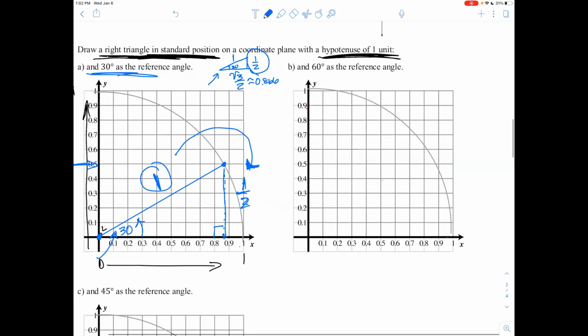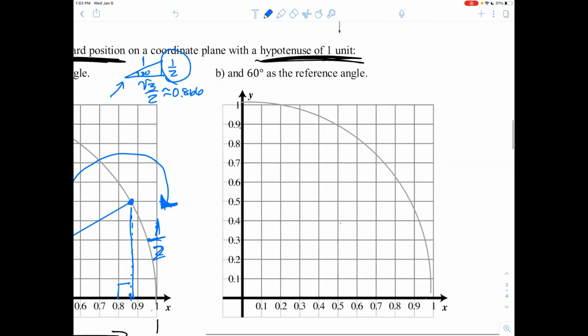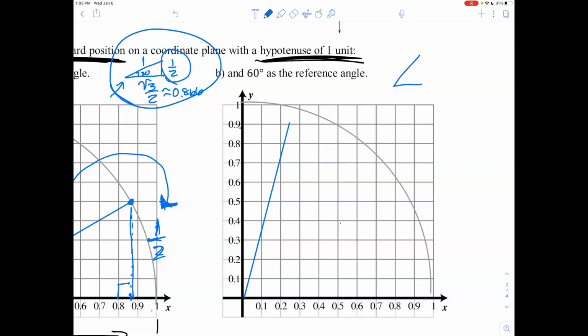Okay, so let's do the 60-degree reference angle. So now I'm just going to reorient this, because it's still a 30, 60, 90, but now my reference is going to be the 60-degree angle. So I want to go from 0 degrees here up to 60 degrees. Where would I stop that line? I'm just going to leave it right there. So here's your x-axis, and there's your vertex. If your 60-degree angle is down here at the base, then your 30-degree angle is up there.